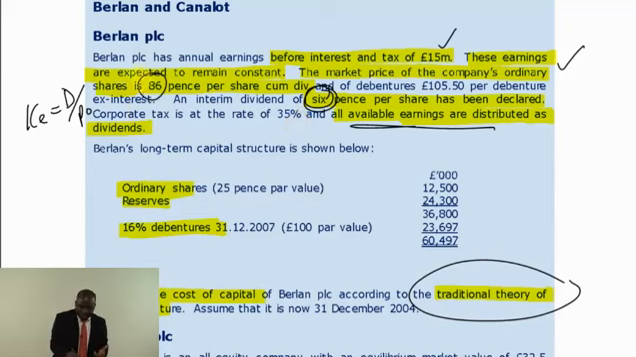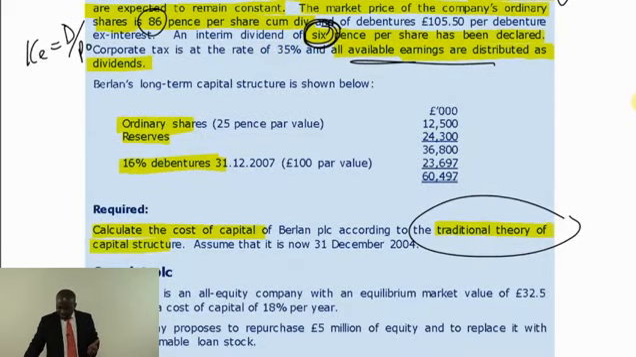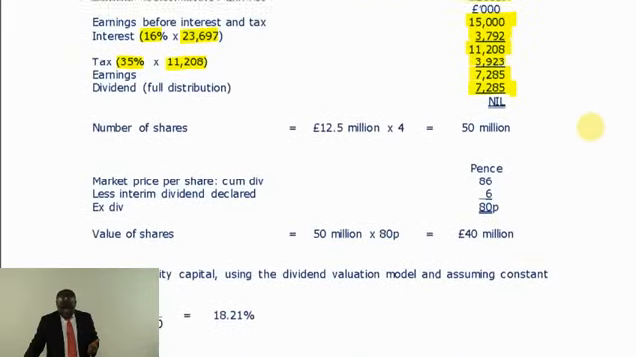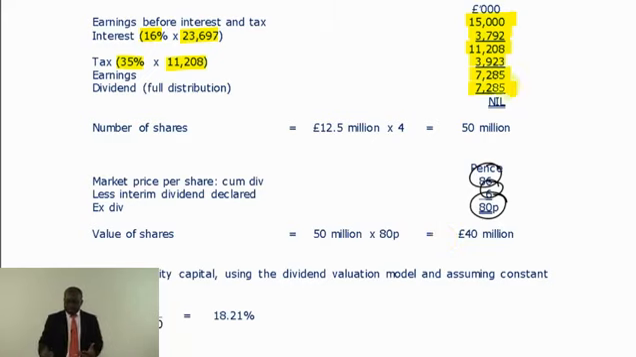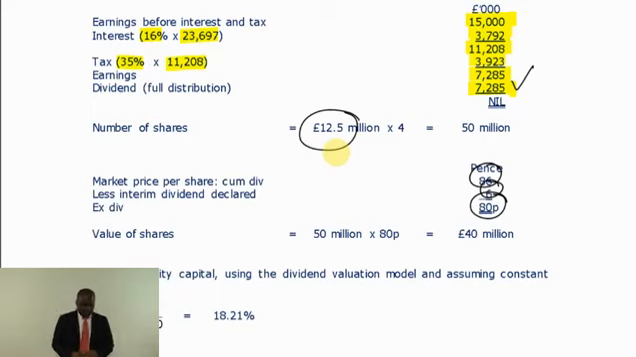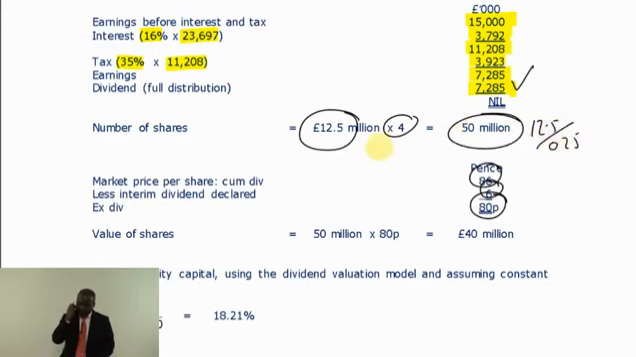So I am going to pick this 86, and then I'll deduct the 6 from it in order to get my ex-div. And if you go down there, that is what we did for you. The ex-div, this is the cum minus the current dividend, that gives you 80p. And then that 80p is the market price. We needed market value because we've taken total dividend. And the number of shares is the 12.5 million divided by the 25p nominal value, which is the same as 12.5 divided by 0.25. And that will give you 50 million shares.